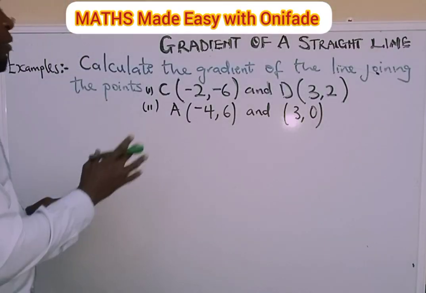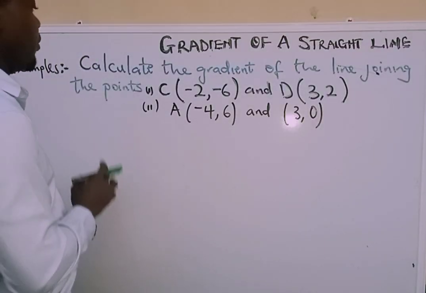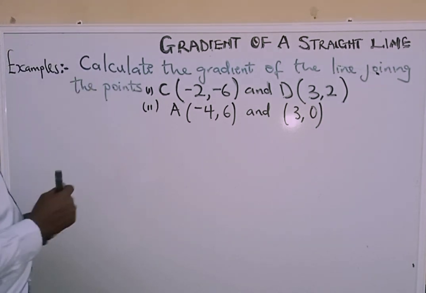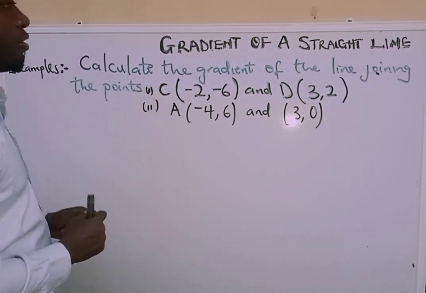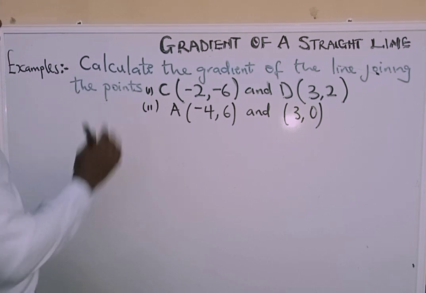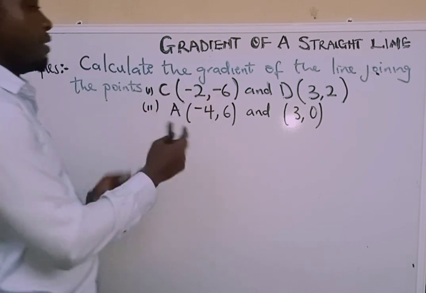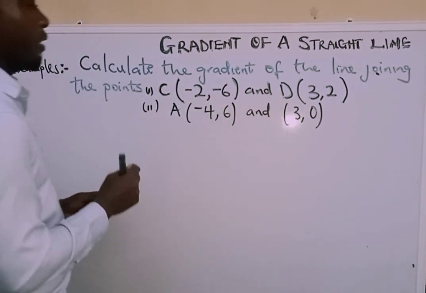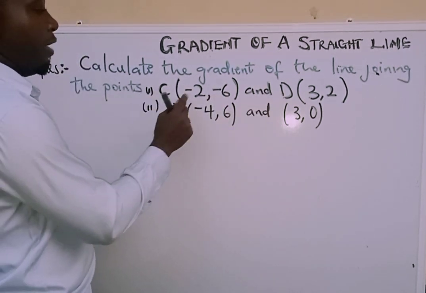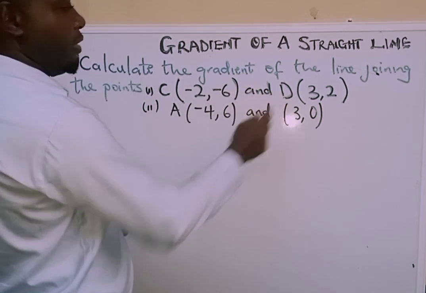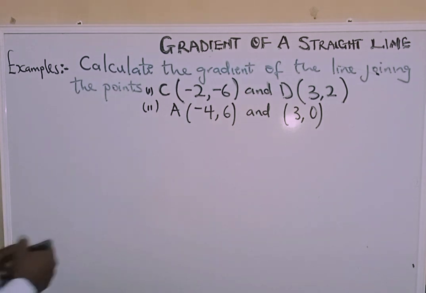Continuation of gradient of a straight line. So on the board, we have two examples. The question says, calculate the gradient of the line joining the points. So the first question, we have 2 points, point C and point D. In point C, we have -2, -6. And point D, we have 3 and 2.